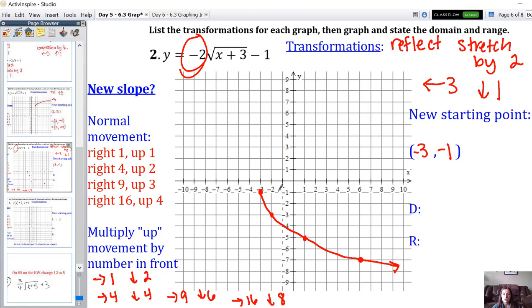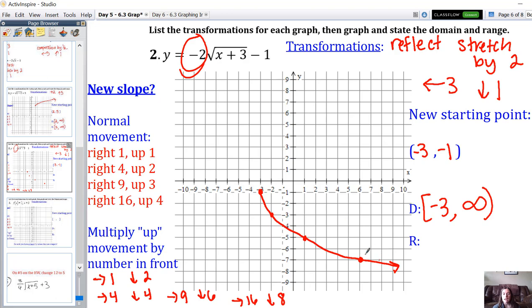Notice here that our graph looks a little bit taller than previous graphs that we've done because of that 2. That gave us that vertical stretch of 2. Now our domain is from left to right. The farthest to the left that we have is -3. And our arrow is pointing to the right forever.